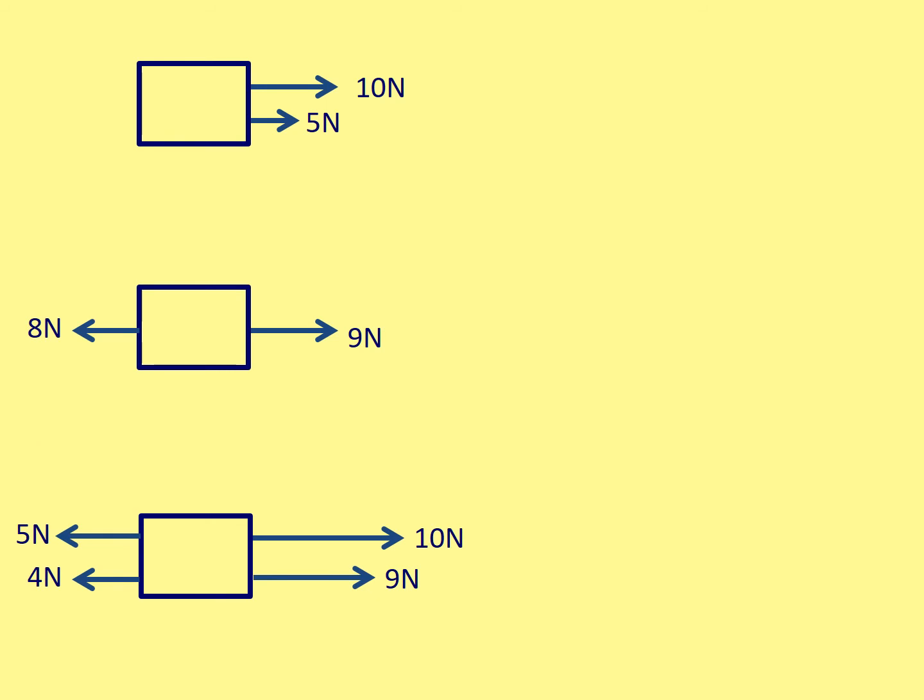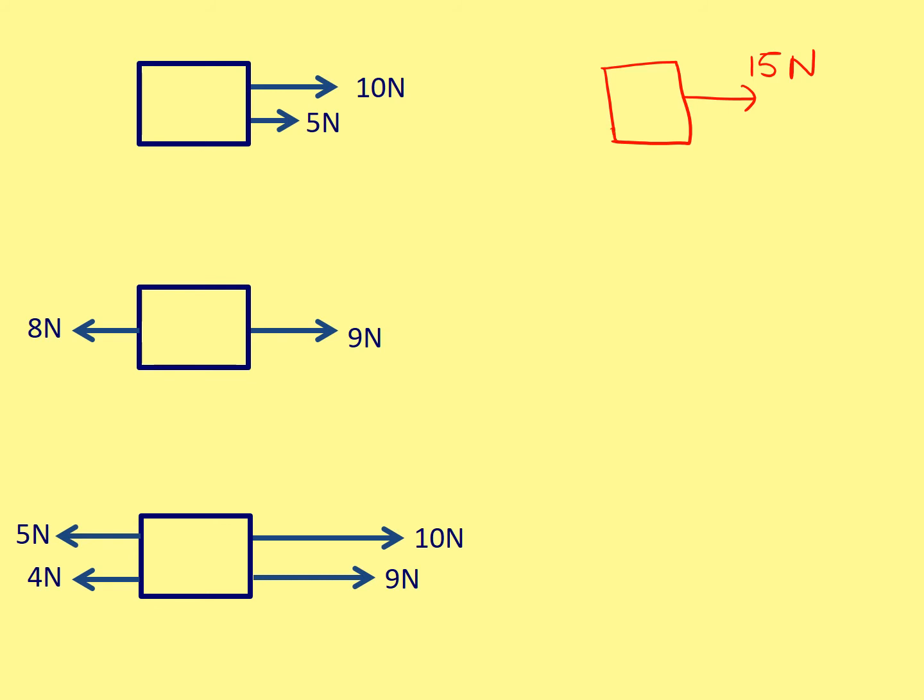Now, if there are two or more forces acting in the same direction, then to find the resultant force, we add those up. So, for the first one, the resultant force will be 10 newtons add 5 newtons, which makes 15 newtons. And it'll be pulled in this direction. It'll move in this direction.